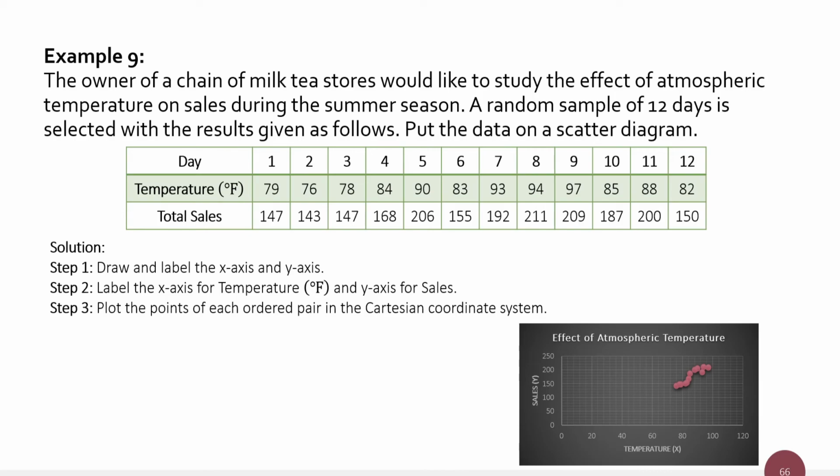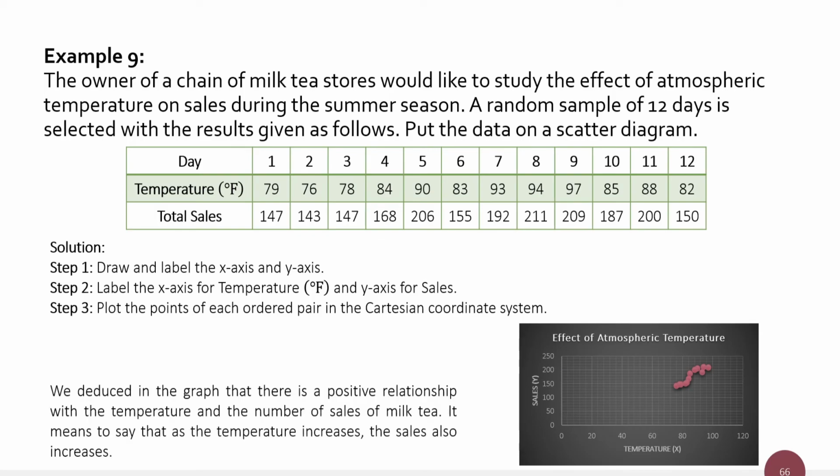Okay? Sa scatter diagram natin, nakaayon yung bawat point sa ating temperature at sa ating sales. Kung mapapansin nyo, yung ating points is increasing. So therefore, sinasabi lang dito na habang tumataas yung temperature, tumataas din yung total sales natin. Okay? So we deduce in the graph that there is a positive relationship between the temperature and the number of sales of milk tea. So it means to say that as the temperature increases, the sales also increase.